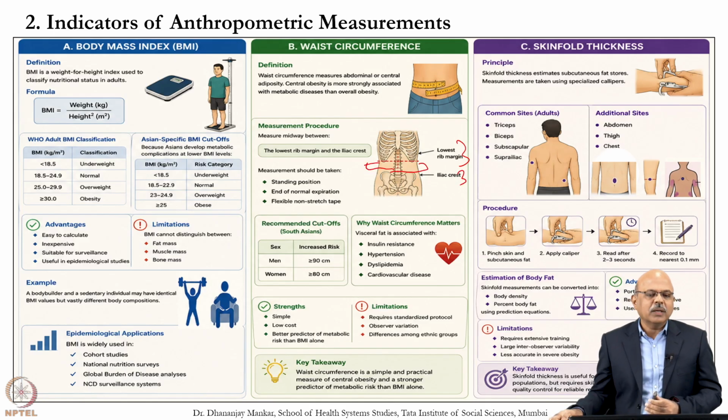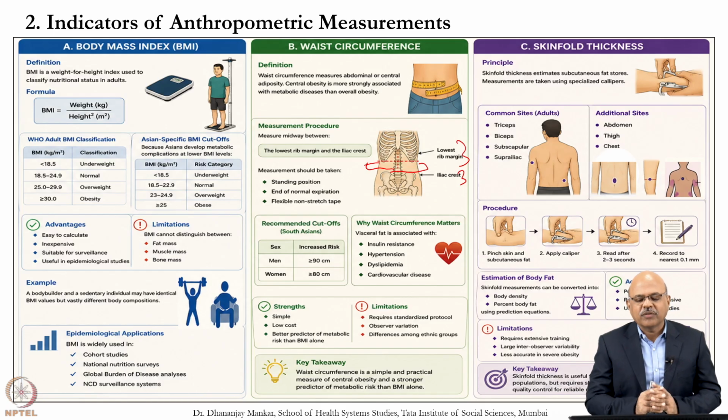Okay, what is the recommended cutoff in South Asian countries? Especially for men, it is taken as above 90 centimeter, and for women it is above 80 centimeter. Why does waist circumference matter? Because the visceral fat is associated with insulin resistance, hypertension, dyslipidemia and cardiovascular disease. So it is very important that if it is going above, then it is pointing towards central obesity.